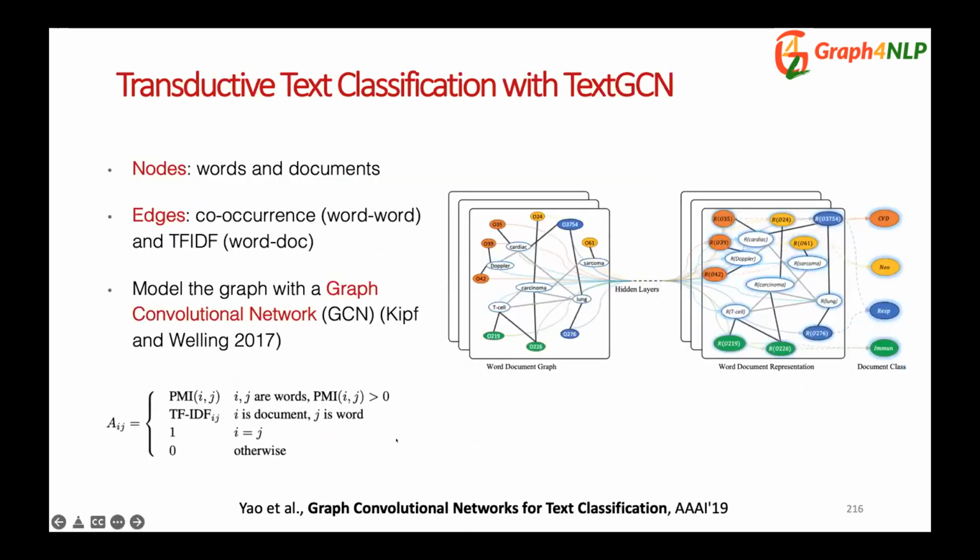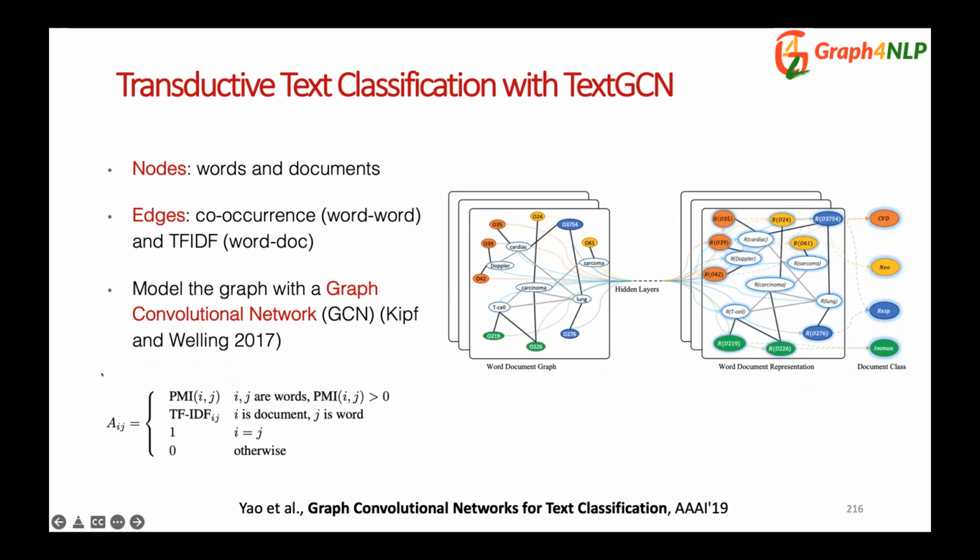And for text classification, in this work they perform transductive text classification with Text GCN. Basically, the graph's nodes are words and documents, and the edges are co-occurrence, meaning two words co-occurred in the same document, and TF-IDF between a word and a document. They model the graph with a graph convolutional network.